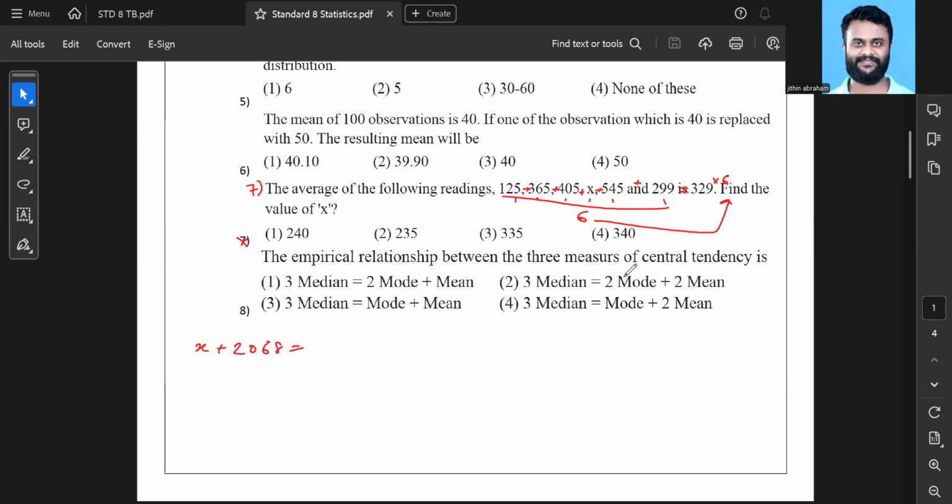Oh sorry, 329 was not a part of it, right? My bad. I'll just add once again. 125 plus 365 plus 405 plus 545 plus 299. So that comes as 1739.